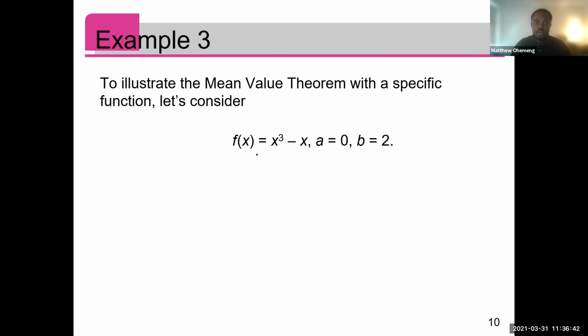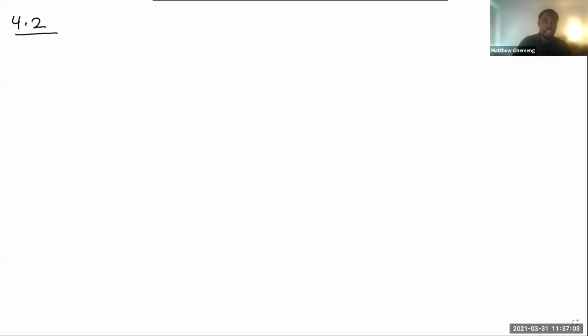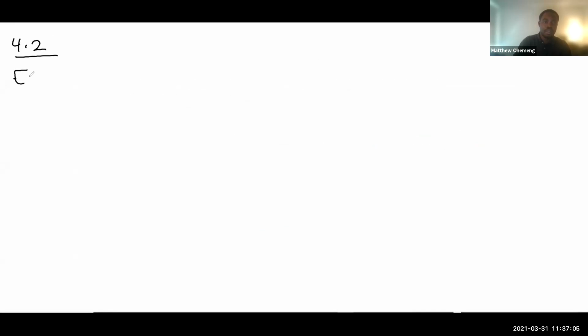So for this one, we are considering a polynomial x cubed minus x, and then the endpoints are A, 0, and B. So it's defined on this closed interval, so 0 to 2, something like this, right? So now let's see. I think the solution is on here, so I'll work on the whiteboard so that we can see how this works together. This is 4.2 mean value theorem. You're looking at example 3.